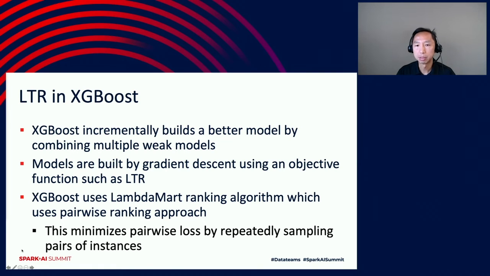So with XGBoost, basically what you want is a supervised training data set, so you know the relative ranking between any two URLs. Once you have that, you can iteratively sample these pairs and minimize the ranking error between any pair.